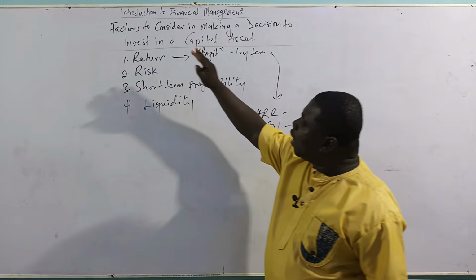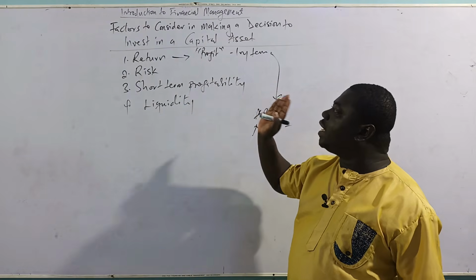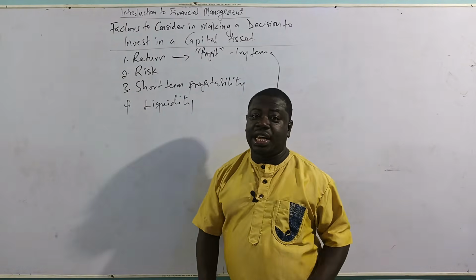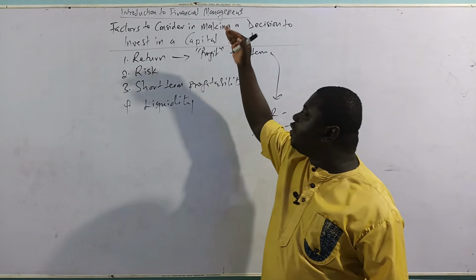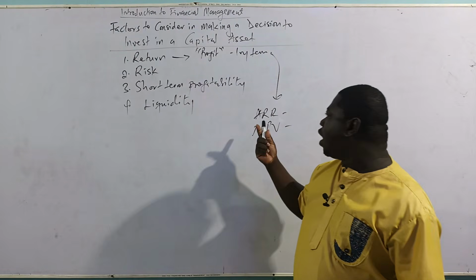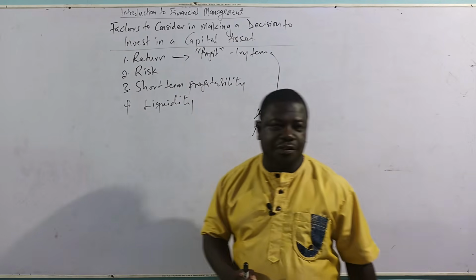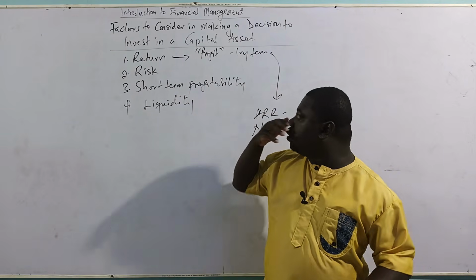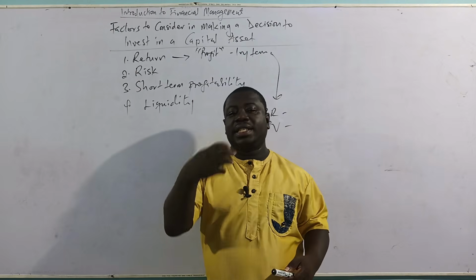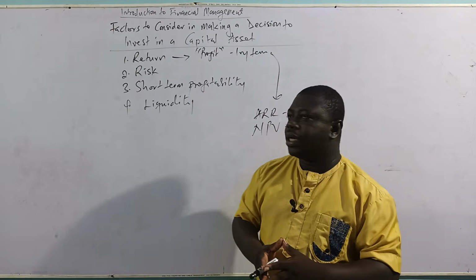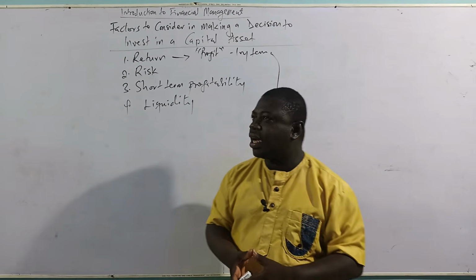Now, we are on factors to consider in making a decision to invest in a capital asset. And I'm saying that the first one you need to consider is return. So before you make any investment in a capital asset, you have to calculate either the accounting rate of return or the net present value of that investment to be able to determine whether the returns satisfy your expectations before you even embark on putting your money into that particular capital asset.